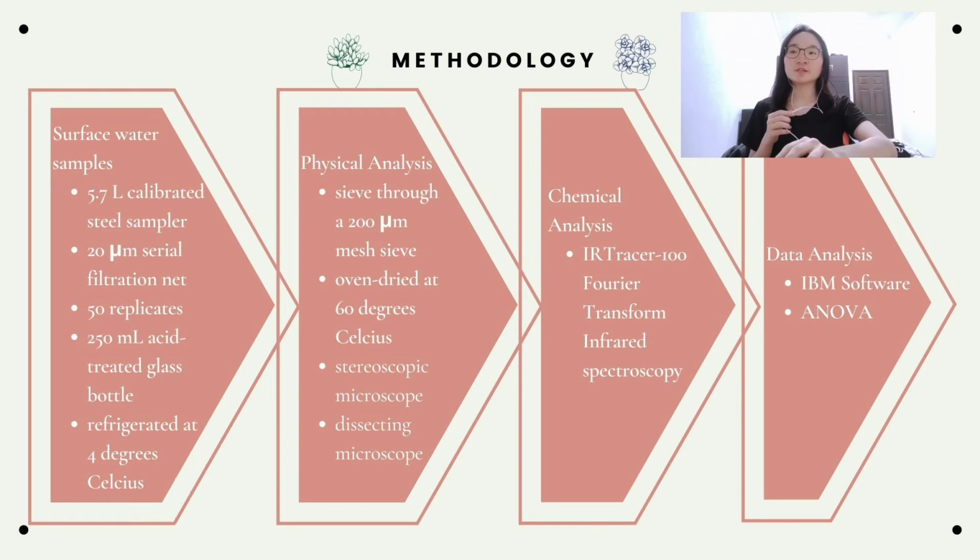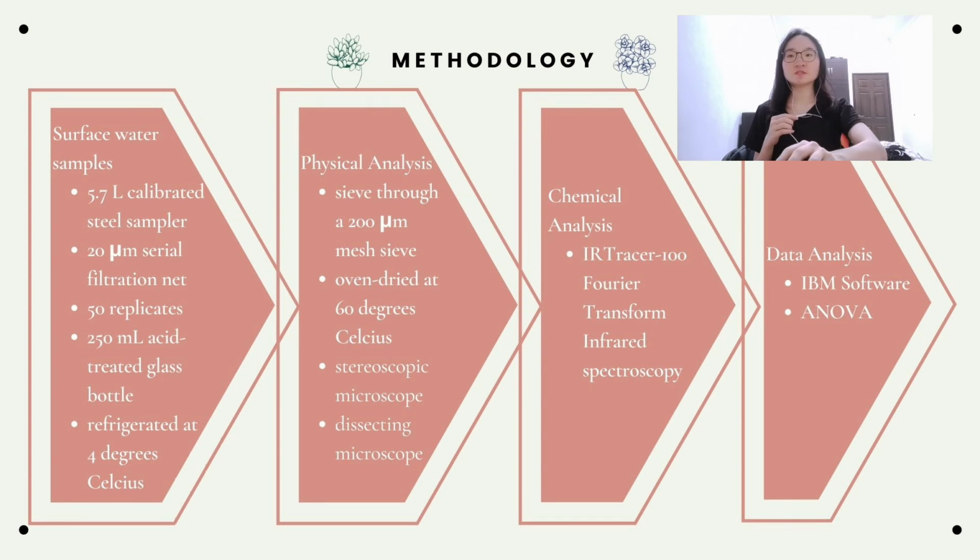For the sampling method, the surface water sample will be collected with a 5.7 liter calibrated steel sampler. The samples will then pass through a 20 micrometer serial filtration net to trap the microplastic. This process will be done in 50 replicates. Then the debris in the cod end of the net is transferred into a 250 milliliter acid-treated glass bottle and refrigerated at 4 degrees Celsius for preservation. Further analysis will be carried out in the laboratory.